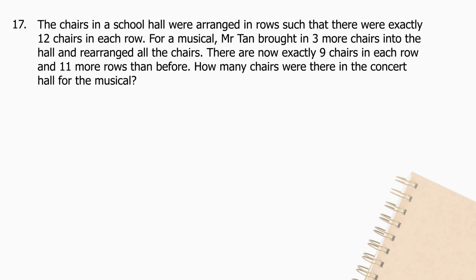Question 17. The chairs in a school hall were arranged in rows, such that there were exactly 12 chairs in each row. For a musical, Mr. Tan brought in 3 more chairs into the hall and rearranged all the chairs. There are now exactly 9 chairs in each row, and 11 more rows than before. How many chairs were there in the concert hall for the musical?